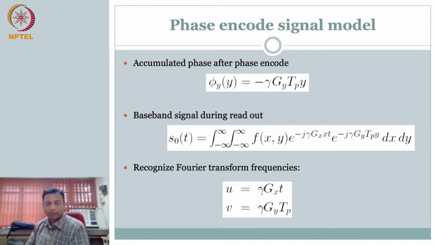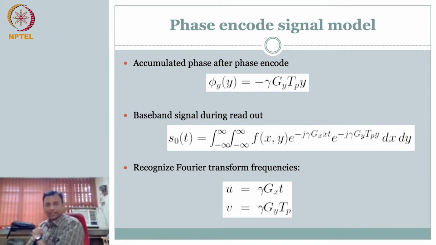Phi y is the accumulated phase for the duration over which you are applying the phase encoding: gamma Gy tp, and wherever it is at y. So the gradient is applied along the y direction, right? Gy y. So the maximum phase will be gamma Gy tp y. Okay, so your phase is given like this. So how does your baseband signal change? Your baseband signal is the same as before. The only thing is, x is varying with the readout time t. In your y direction, you have this phase information.